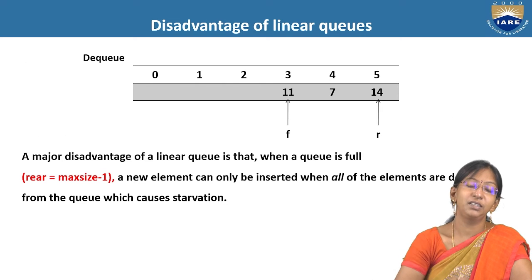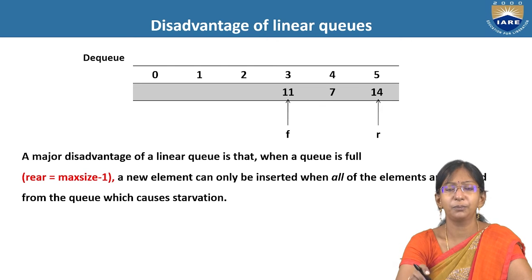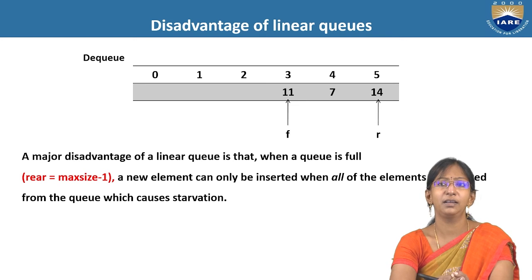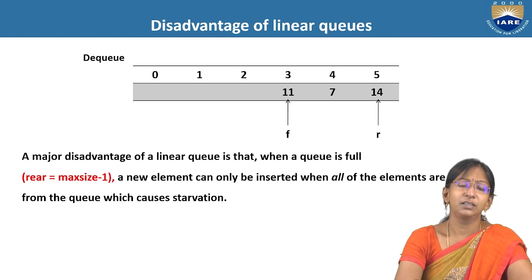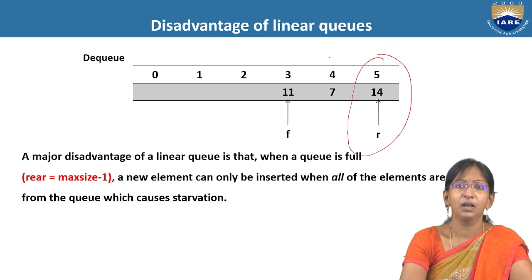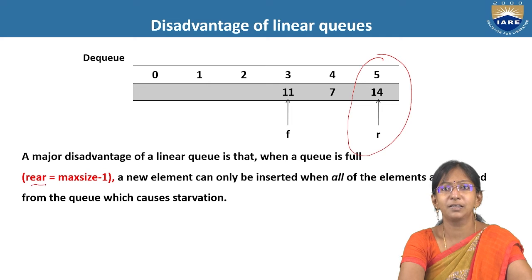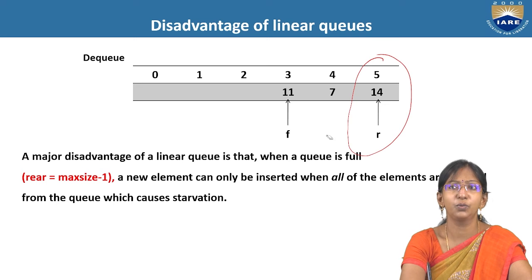Okay, basic disadvantage of linear queue. Why it is not beneficial at times. When we implement a linear queue using arrays, what is the condition which tells you that the queue is full? If your rear is pointing to the last indexed value, that is rear is equal to max size minus 1, then we say that the queue is full. Okay, the queue is full.